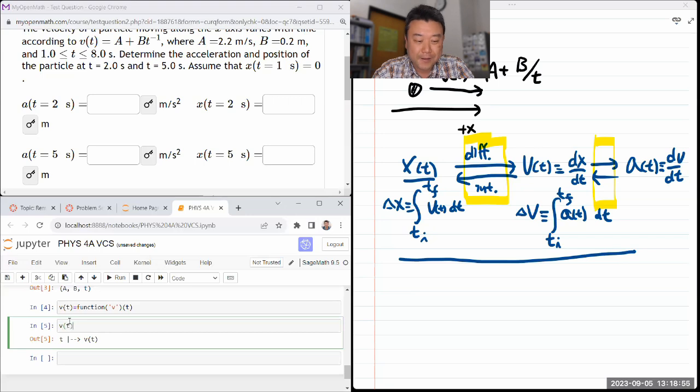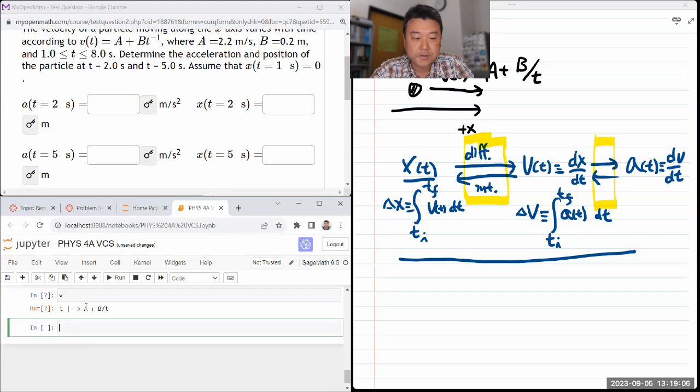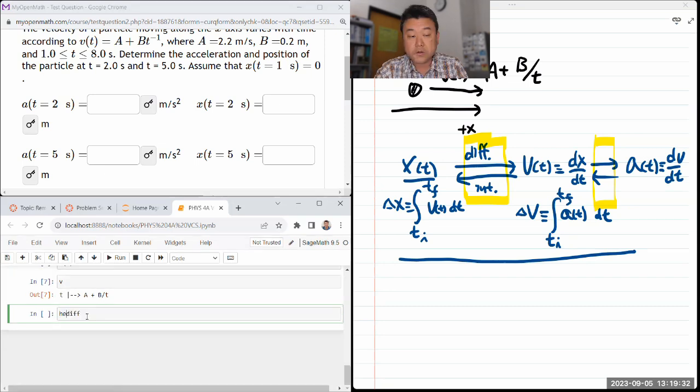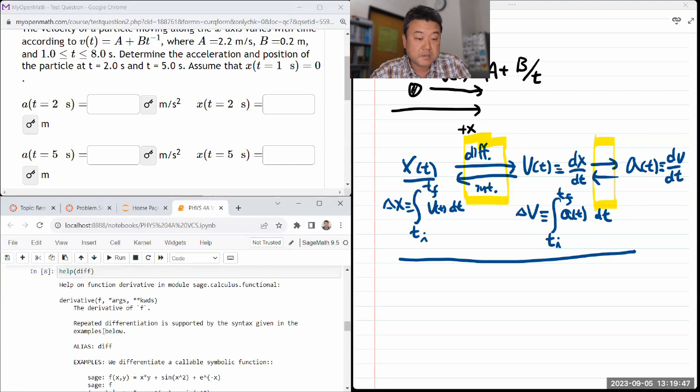So my velocity as a function of time will be a plus b divided by t. And when I bring up v, it's a function, and this is the form of the function. I need the explicit form because I'm going to be taking the derivative. By the way, if you are not sure how to use a particular function, you could also Google search SageMath differentiation. It has built-in documentation, like help on the function diff or derivative. Some functions have multiple names, and this is the built-in documentation.